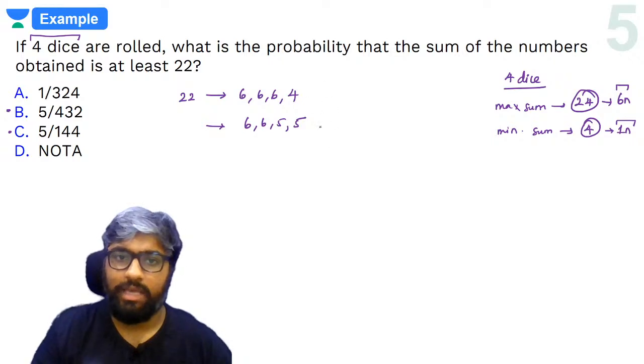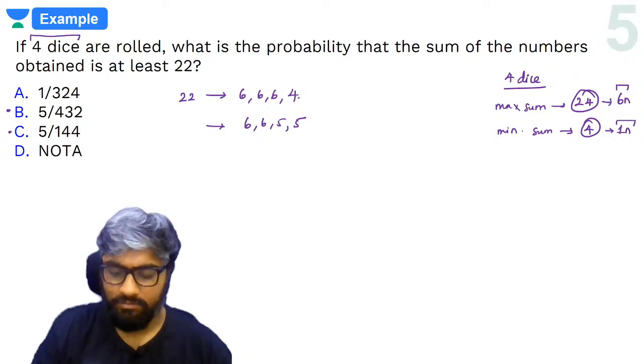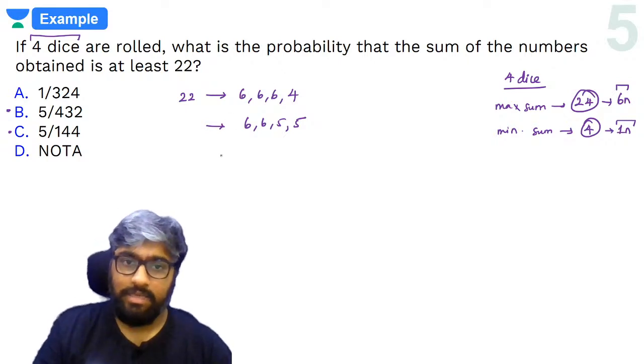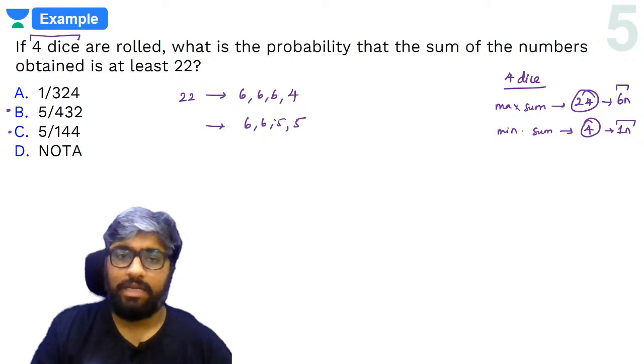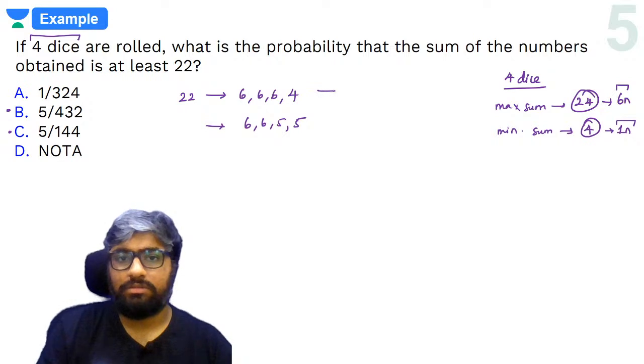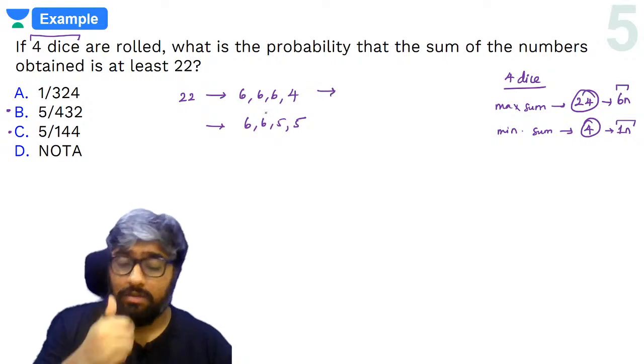Arrangements we will find. But apart from this, will the sum be 22 anywhere else? That is 23. I am not talking about 23, just 22. This is it, right? Yes, so we will discuss that. So these are the two possibilities, right? So what happens here?